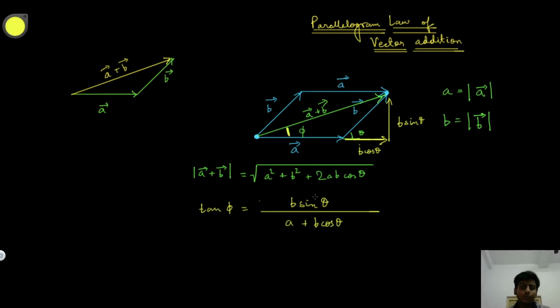So till now we have learned how to add vectors. If we are given the magnitude of both the vectors and the angle made by the two vectors, we can find out the magnitude of the resultant vector, and also the angle made by the resultant vector with any of the two vectors. So we will now try out some problems so that we can practice what we have learned as of yet.